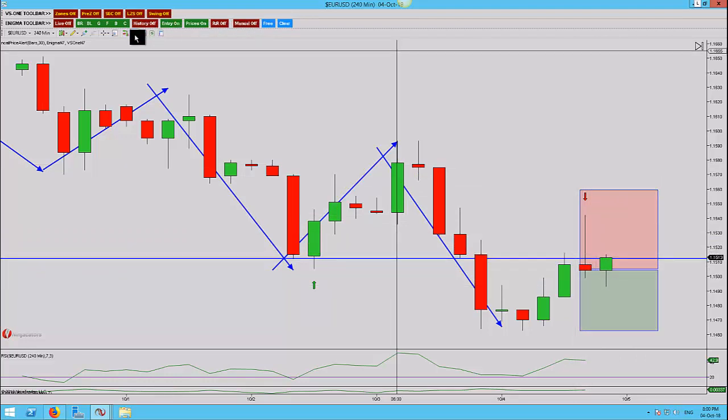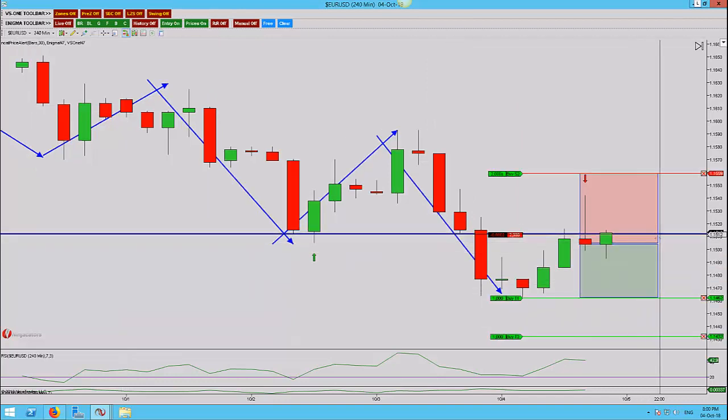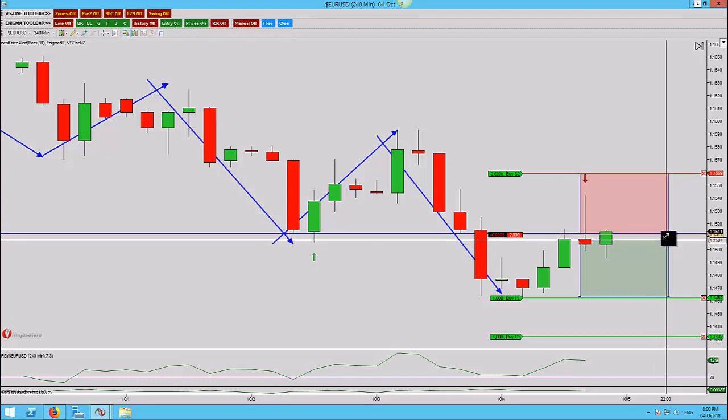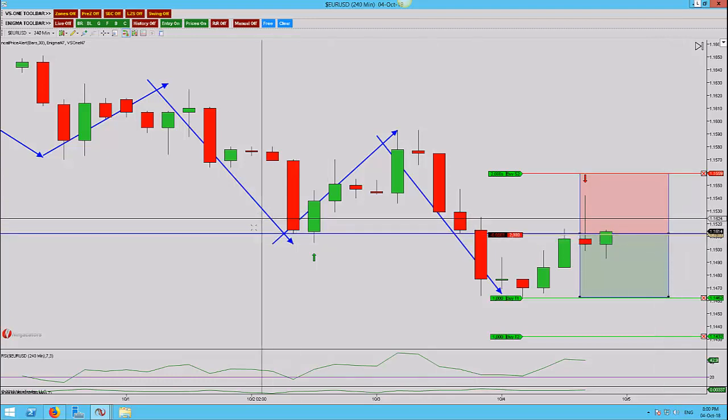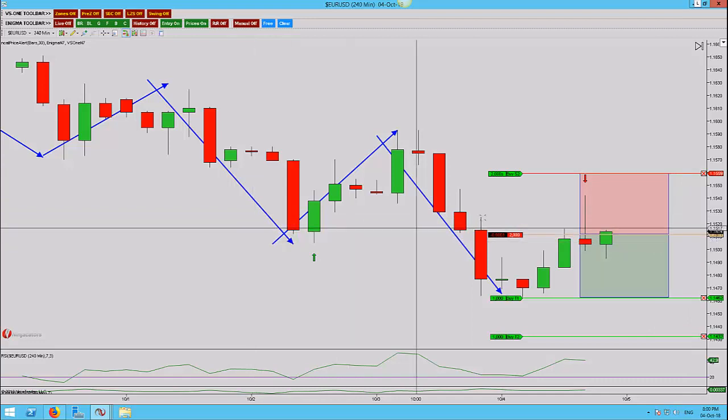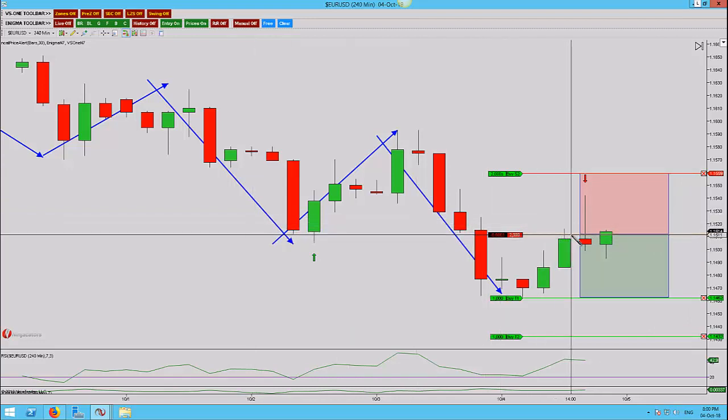So right now, if I bring the orders back on, I keep doing that, let me bring the orders back on. We now have a risk of this much and a reward of this much. So now we have a favourable risk to reward.